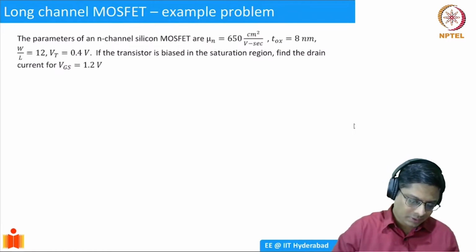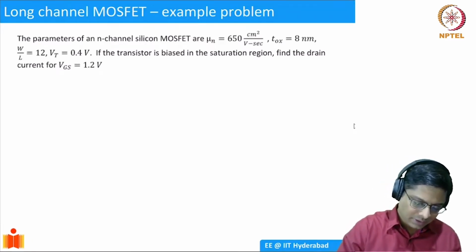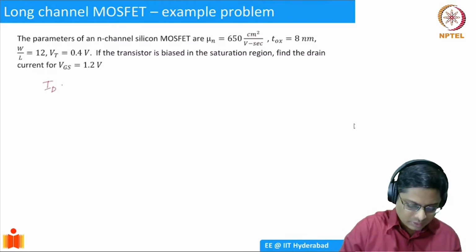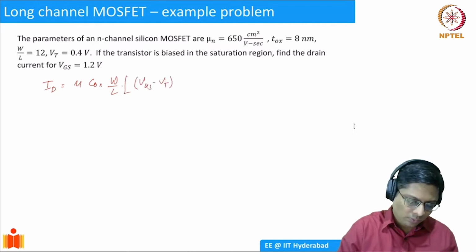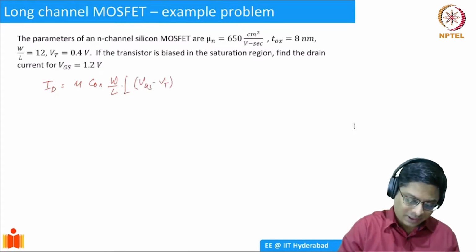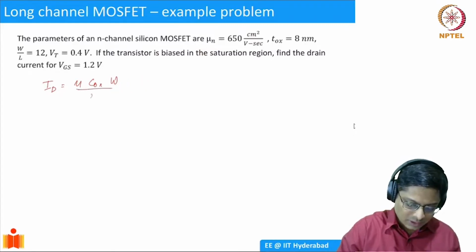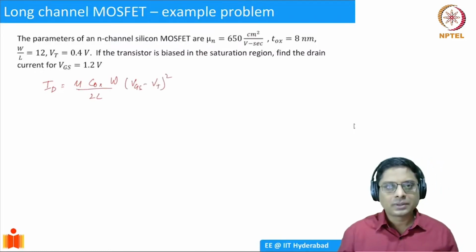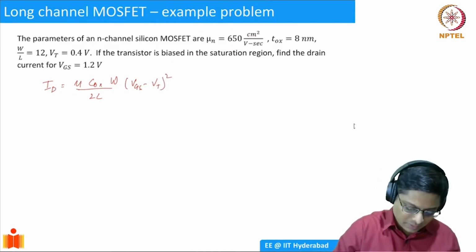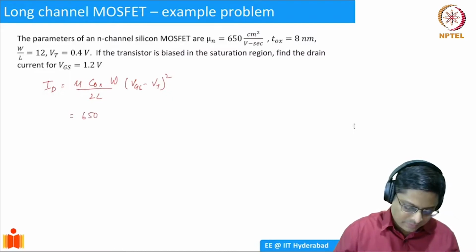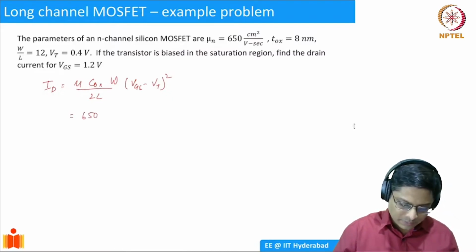So let's try to solve this problem. What is the drain current? We said drain current was mu Cox W by L, VGS minus VT. Well, it's in the saturation regime, so let's make our life simpler. Let's take this to be 2L and VGS minus VT whole square. Remember, whenever it's in saturation, we derive this expression. So this will be simply plug and chug: 650 centimeter square per volt second into Cox.